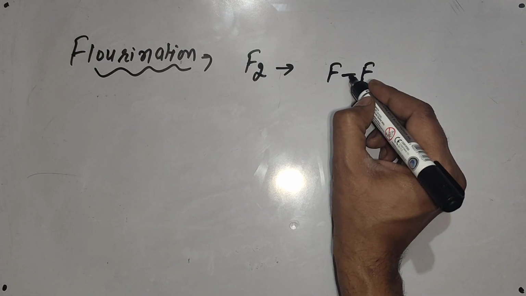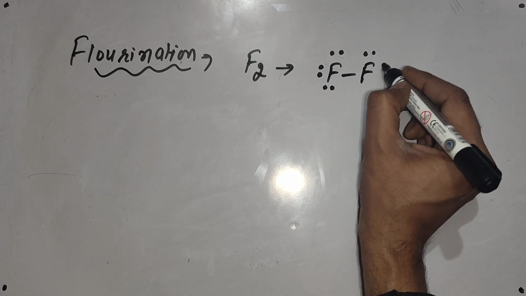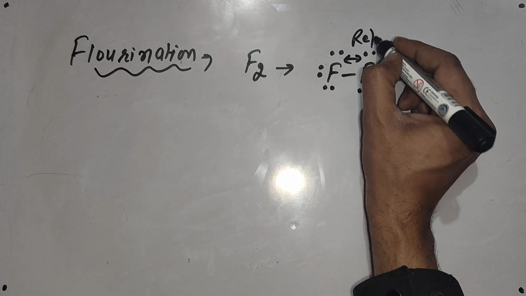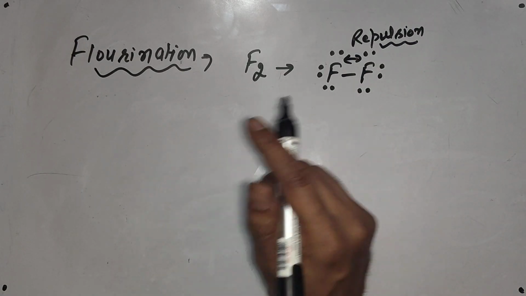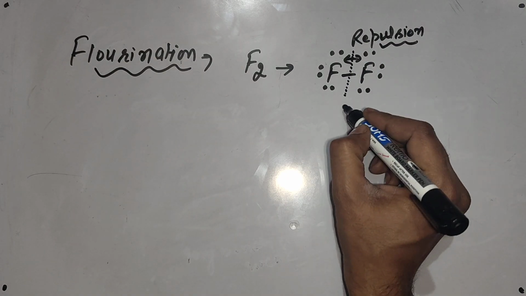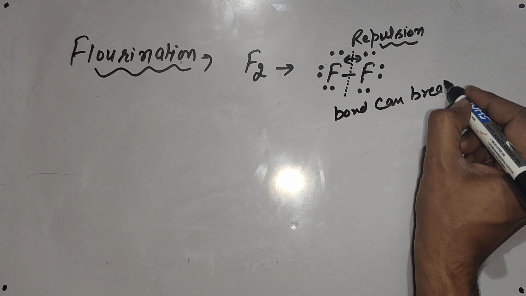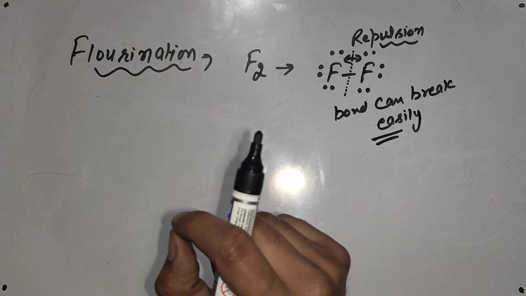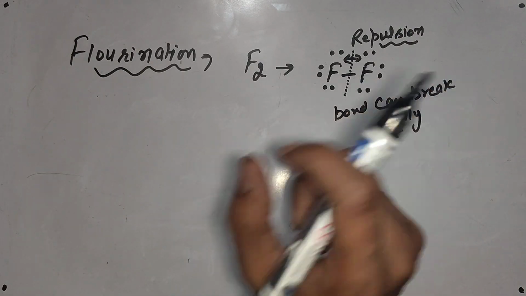In fluorine, the bond length is very short, due to which the lone pairs on the fluorine atoms are very close to each other. That's why repulsion exists between these two atoms. Because repulsion is already there, this bond can break very easily. It means the fluorine molecule is highly reactive. That's why its reactions are uncontrollable.